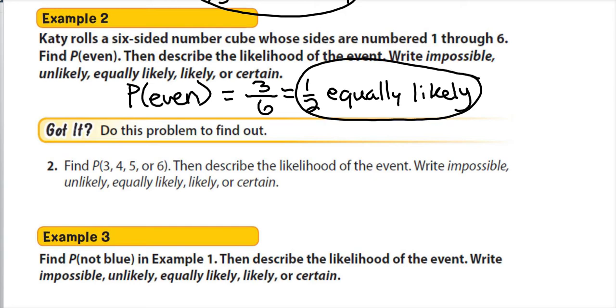All right. Again, impossible means 0. Unlikely means less than half. Equally likely means exactly half. Likely means more than half, and certain is 100%.